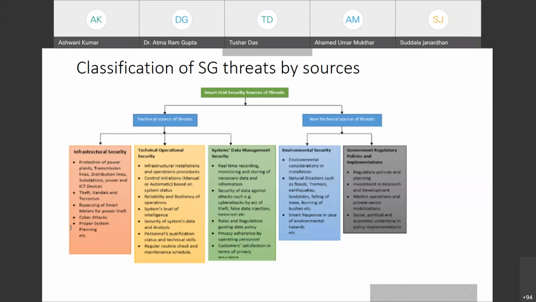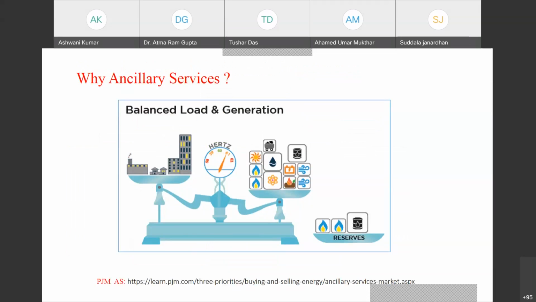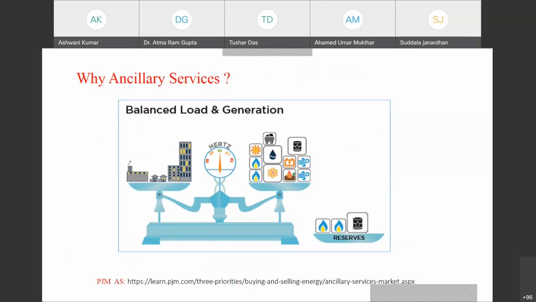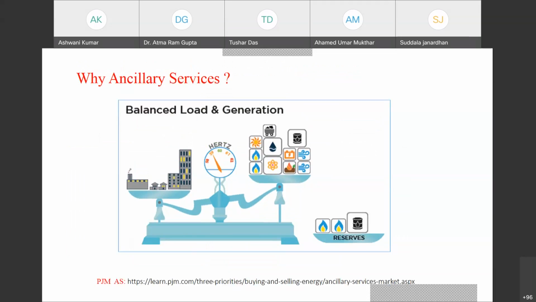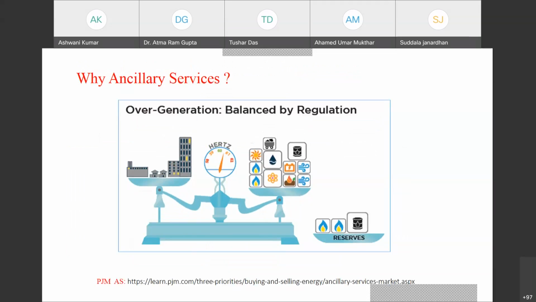So all these threats require today that the network needs to be operated in a secure manner, and there have to be certain services, especially from the technical point of view, taking into account the technical operating security of a system. So we need to have the ancillary services as a very important market in the competitive structure. So the first part is over, giving you why there is a need of the ancillary services and what are the issues in a smart grid where ancillary services are a major requirement today.